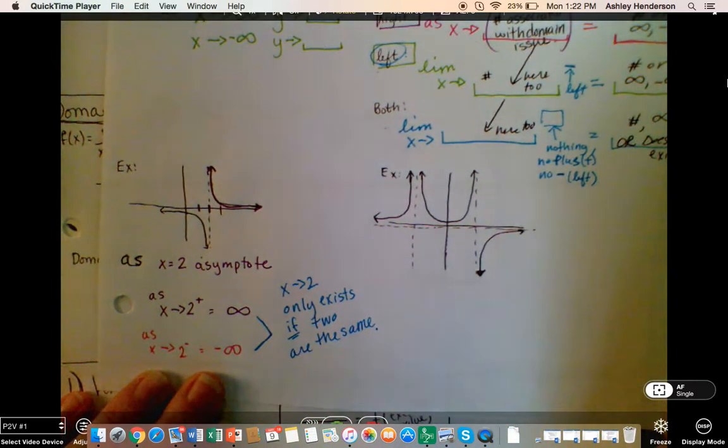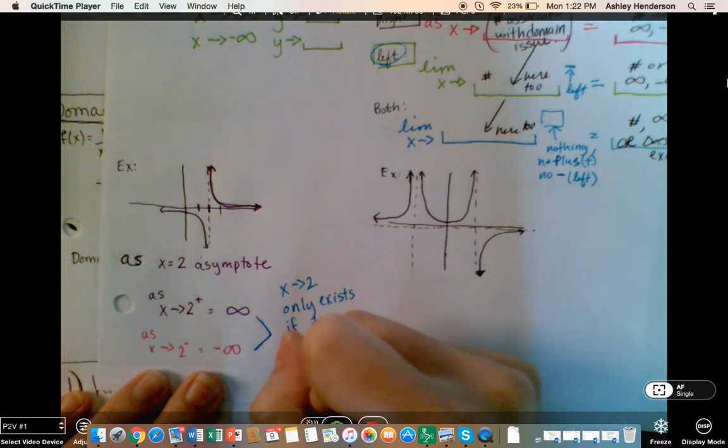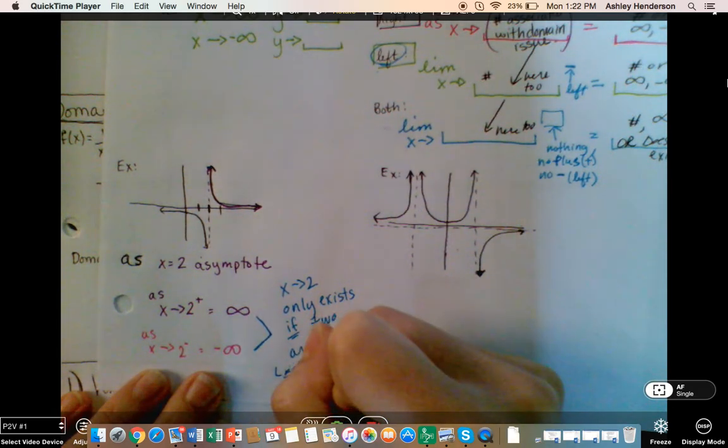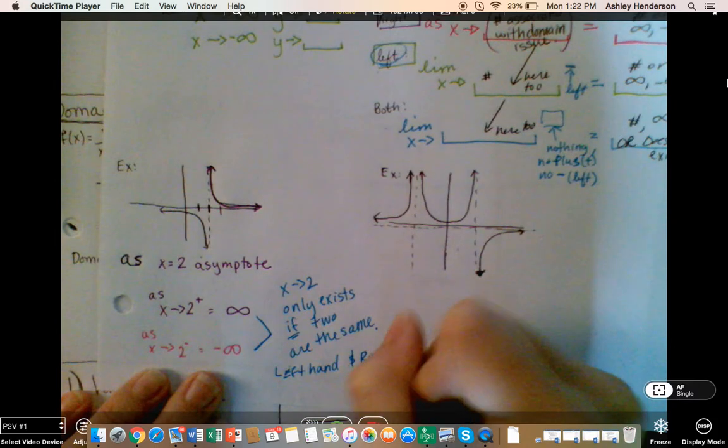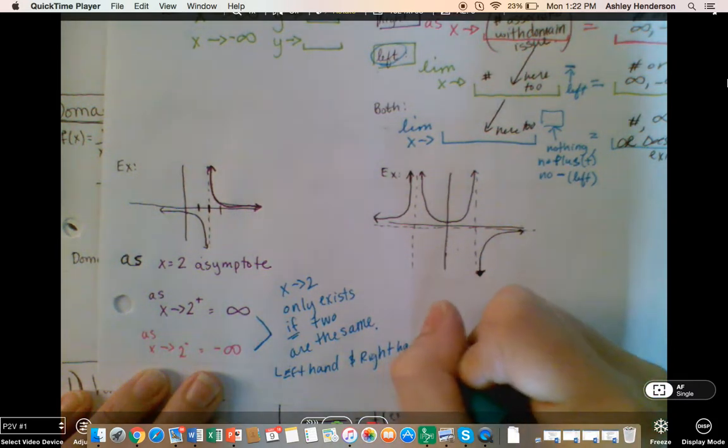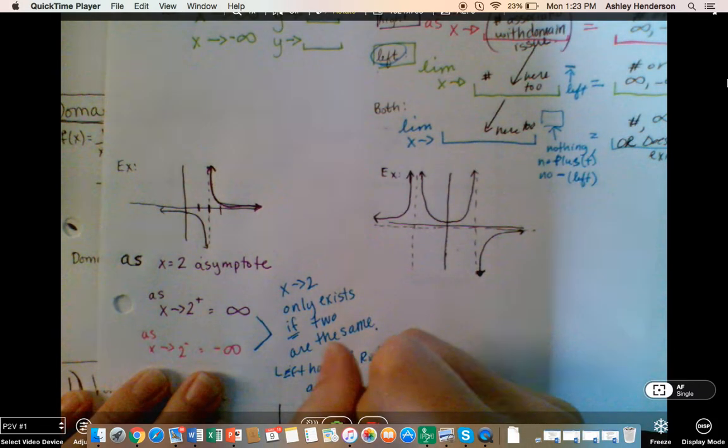It's called the left-hand limit and right-hand limit are equivalent.